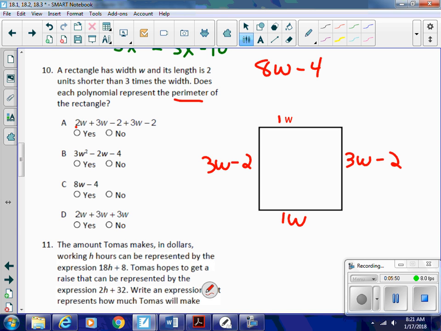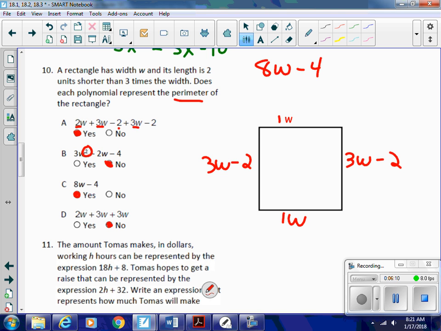Well, 2W plus 3W plus 3W is 8W, and we do have a minus 4, so that one works. This next one doesn't. There is no squaring. 8W minus 4, yup, that's what we got exactly. And on this last one, it doesn't have the minus 4, so that's a no.